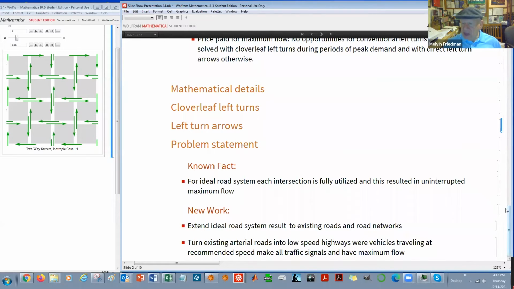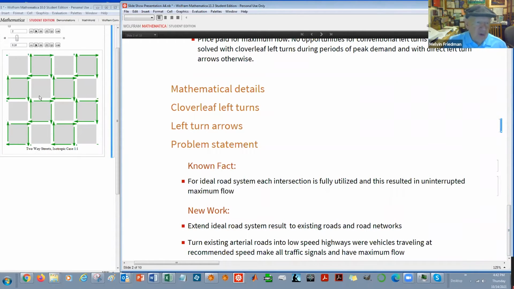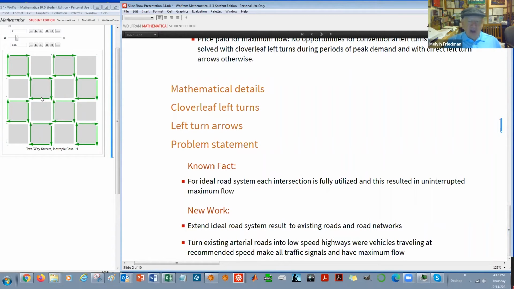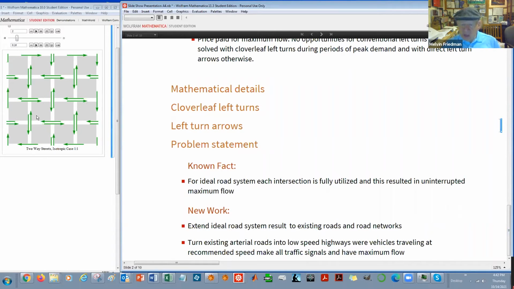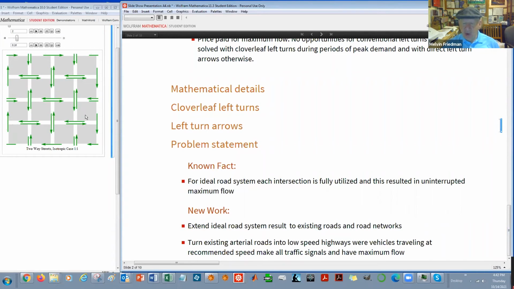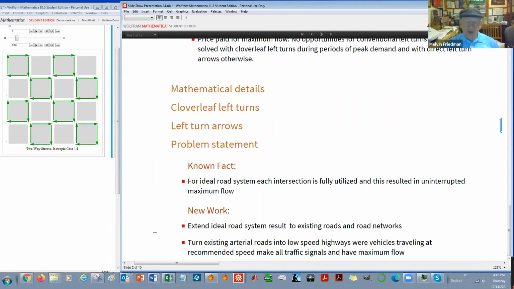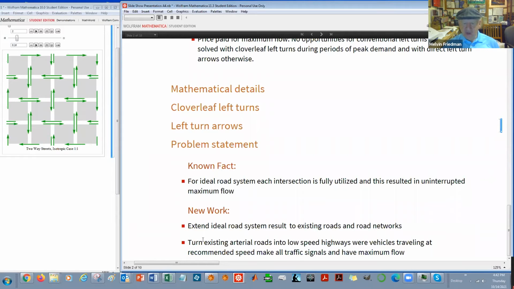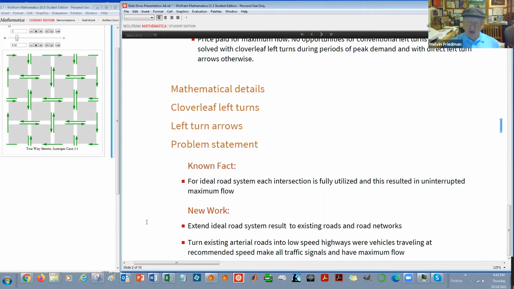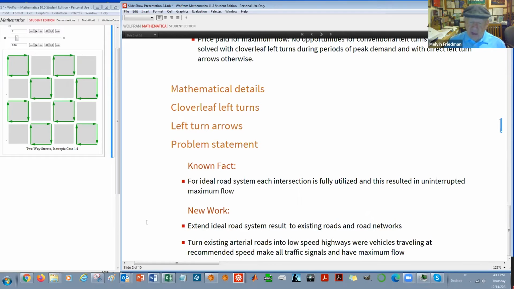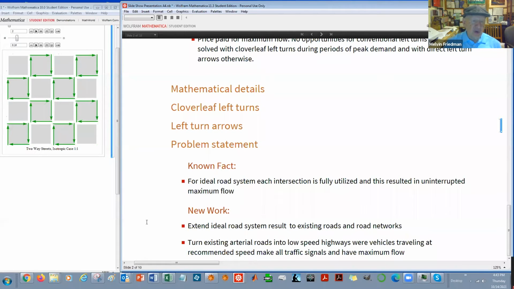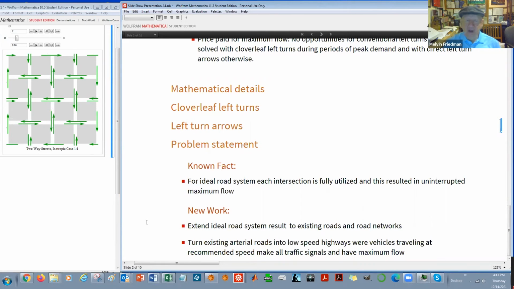And now I'm about to say the problem that's going to be solved in this presentation. We know from this video, which is for an ideal system of roads, that each intersection is fully utilized and the result is uninterrupted maximum flow. The object of the work that I'm going to describe to you today is to extend this result to existing roads and road networks. And essentially what I'm going to do is show you a method that turns existing arterial roads into essentially low-speed highways with vehicles traveling at the recommended speed, make all traffic signals, and have maximum flow. It's not going to be quite as good as turning it into highways, because on these roads you'll travel at a lower speed than highways, but it will have roughly half the capacity of a highway.